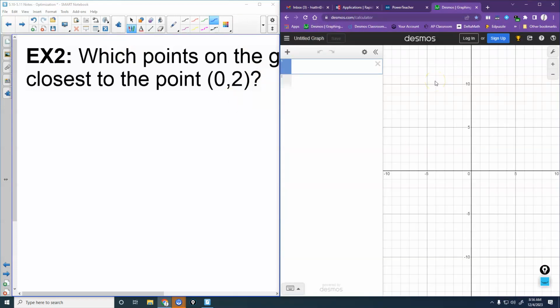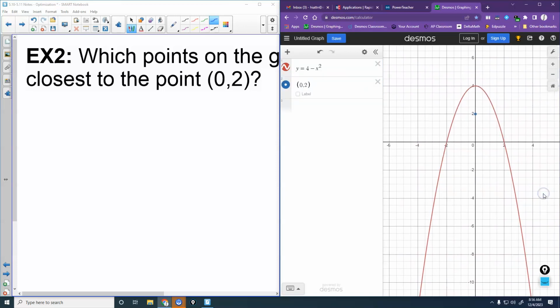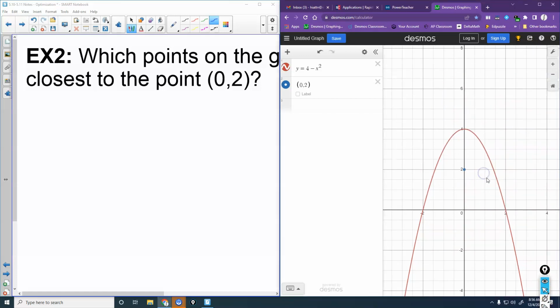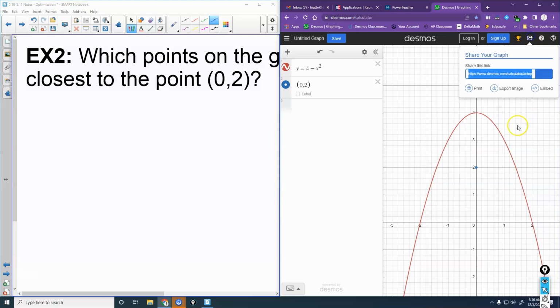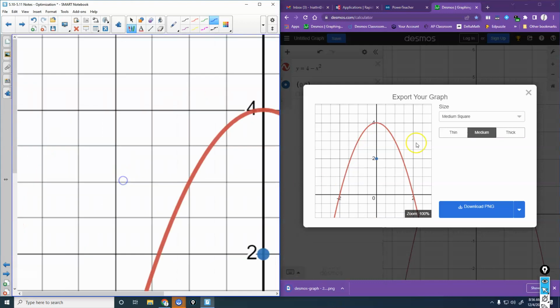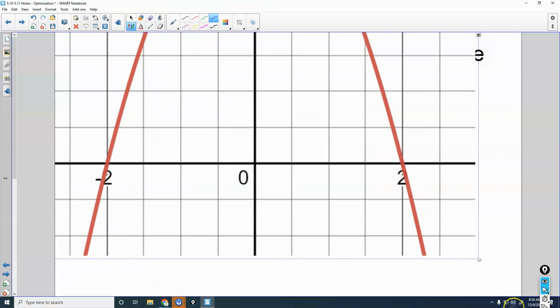All right, if I do y equals 4 minus x squared, it's this graph. If I do the point 0, 2. Okay, so this is what we're looking at. First of all, if I'm thinking about trying to do this for this problem, actually let me zoom in here and do this magic so I can write on it. Let's make it a little smaller though. Don't need that big of a graph.